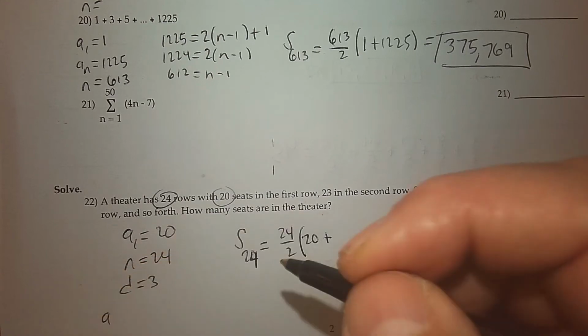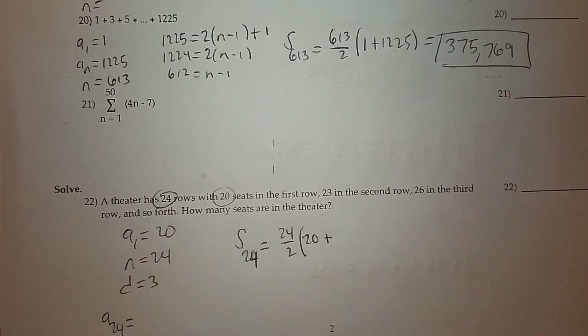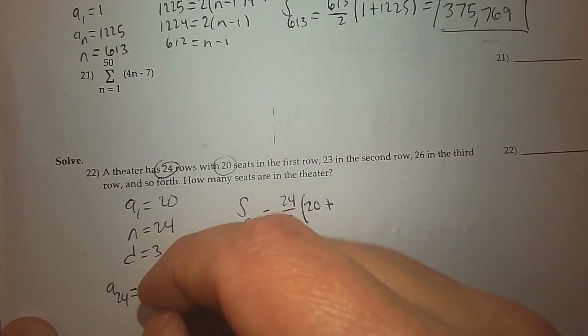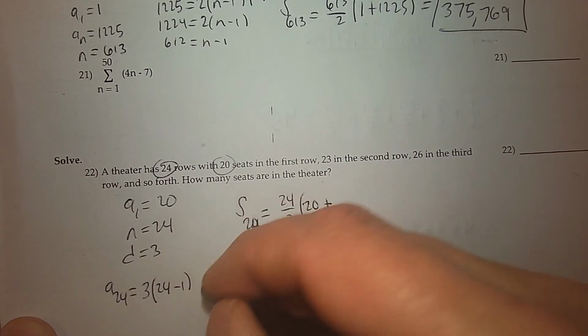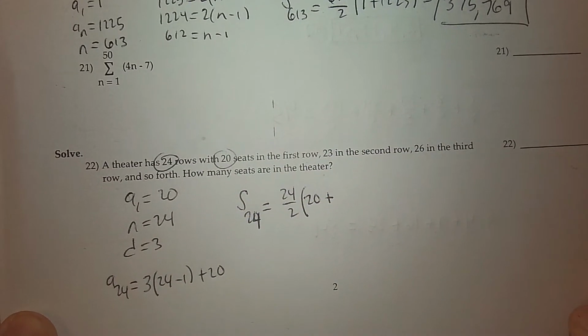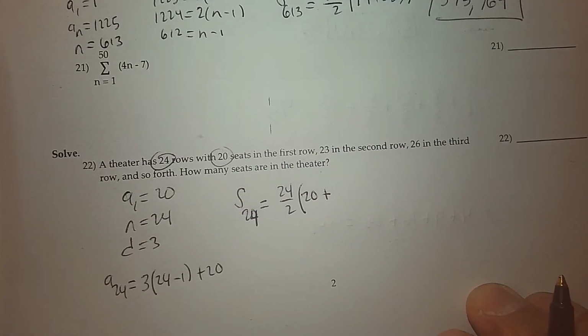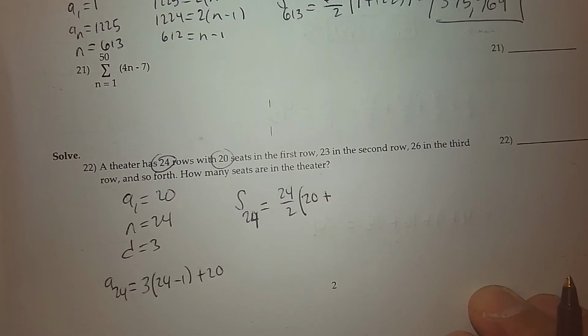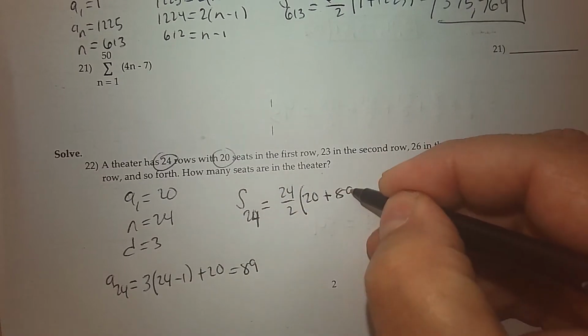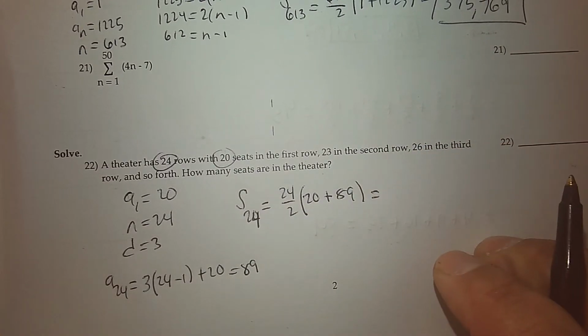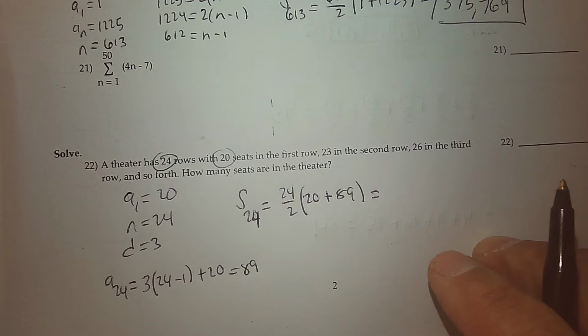That would be the 24th row. You just use the rule. So the common difference, and then 24 minus 1, plus 20. So let's quickly figure that out. 3 times 23 plus 20. So there are 89 seats in the last row, and now you can put it all together. So 12 times 109, right?